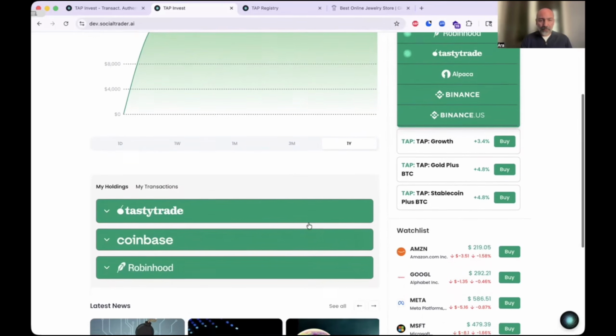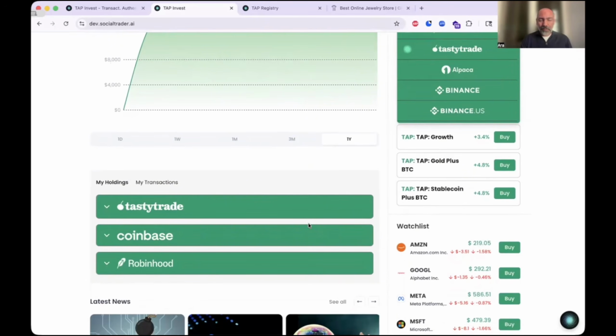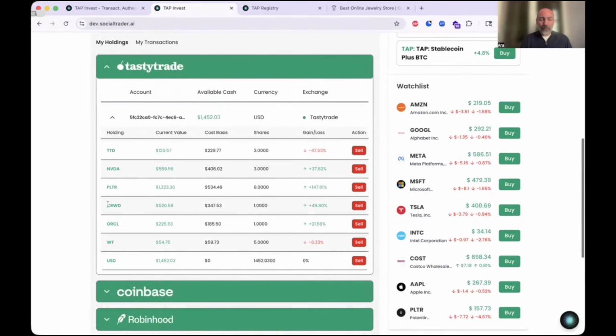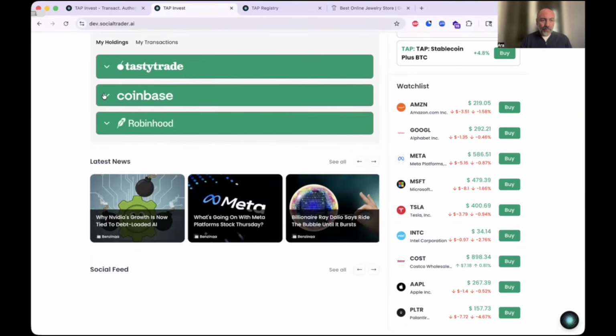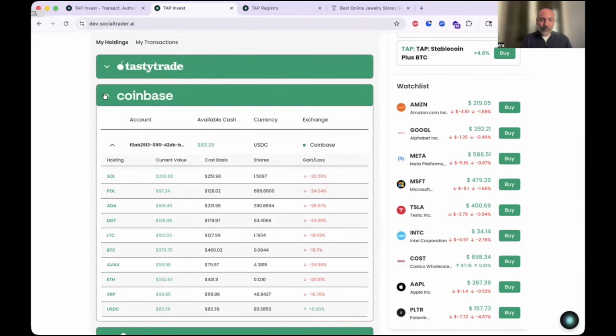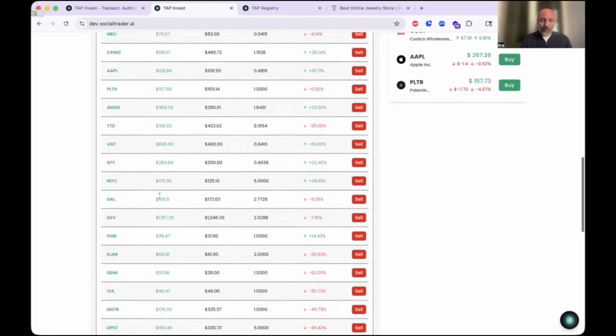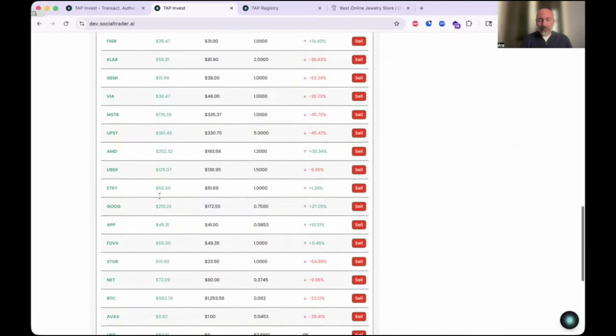As you can see in this example, I have three different exchanges or brokerages connected. The first one is Tasty Trade, and Tasty Trade offers different stocks. So if I had multiple accounts, you would see each one of my accounts listed, and below you would see all of the assets within those accounts. Same with Coinbase, where you might have digital assets or possibly real world assets. And then with Robinhood as well, where you have access to quite a few different types of asset classes.